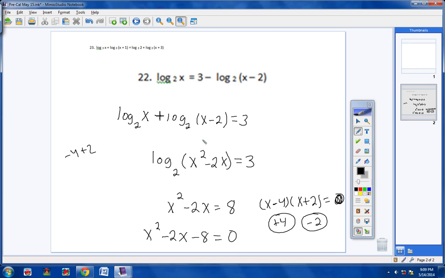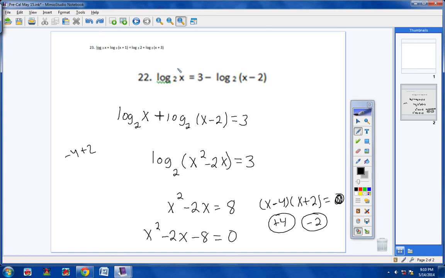Well, 4 is fine. If you put a 4 in here for x, you have a positive 4 for your argument. If you put a 4 right here, 4 minus 2 is 2, and you have 2 for your argument. But now watch what happens when you put a negative 2 in. It only has to fail in one place, and as soon as it fails in one place, the solution cannot exist for that given number.